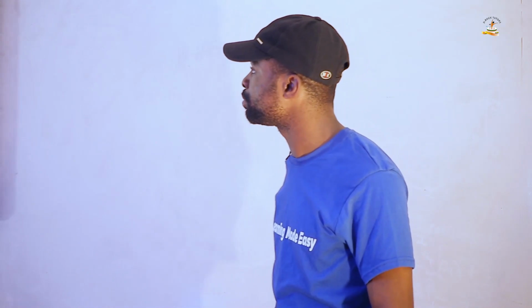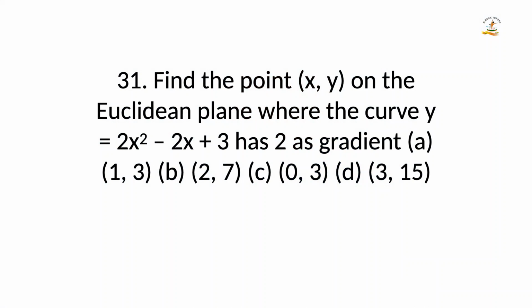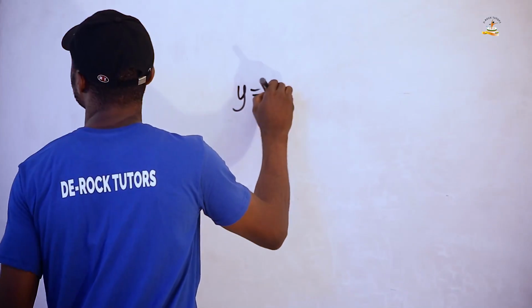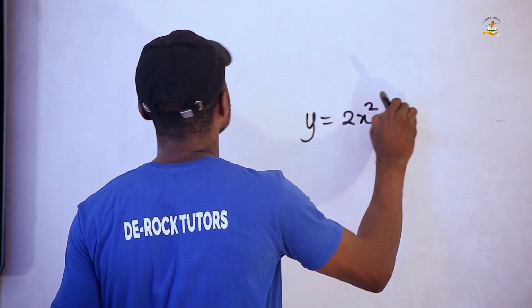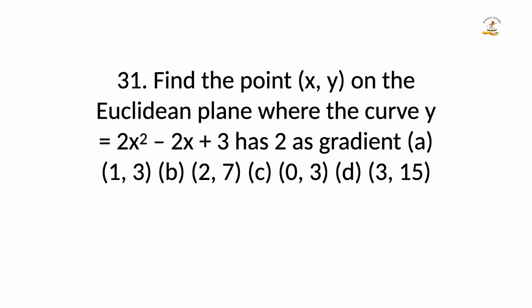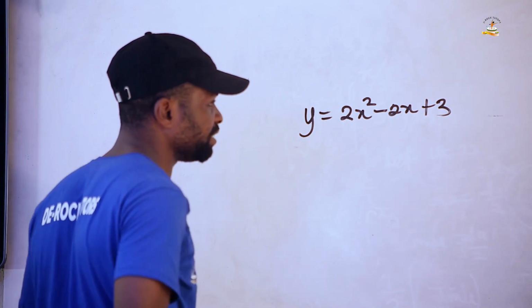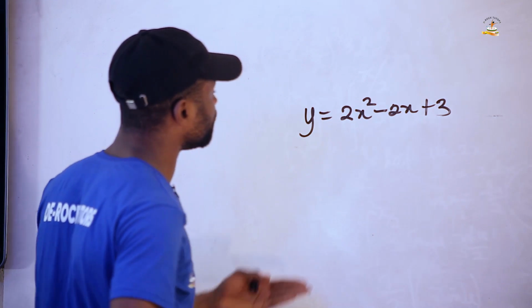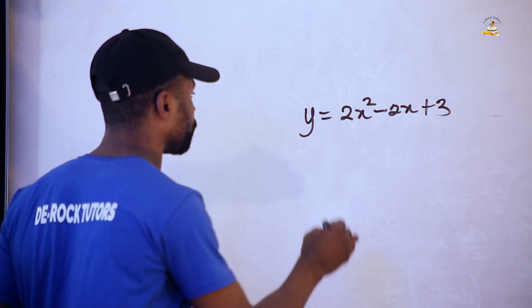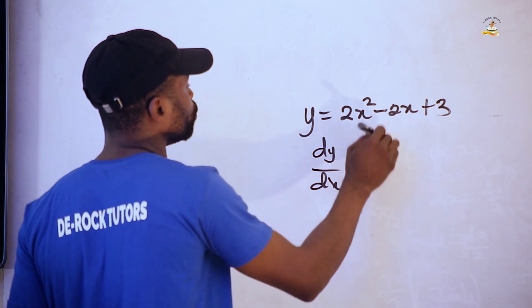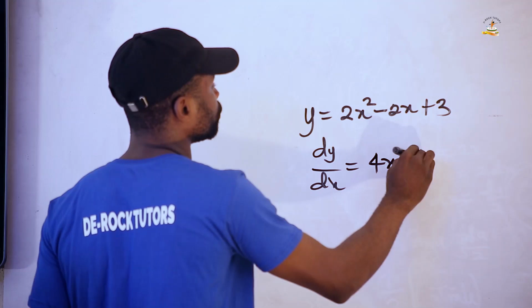Question 31 is on coordinate geometry, and we're asked to find the point (x, y) on the Euclidean plane where the curve y equals 2x squared minus 2x plus 3 has a gradient of 2. What is gradient? Gradient is slope, and it is the first derivative of this particular function. Therefore, we put dy/dx is equal to 4x minus 2.